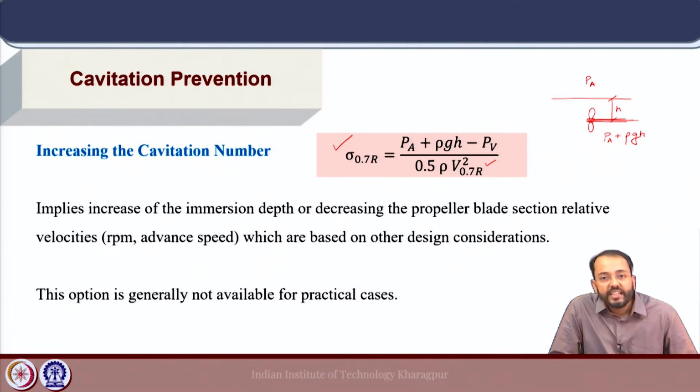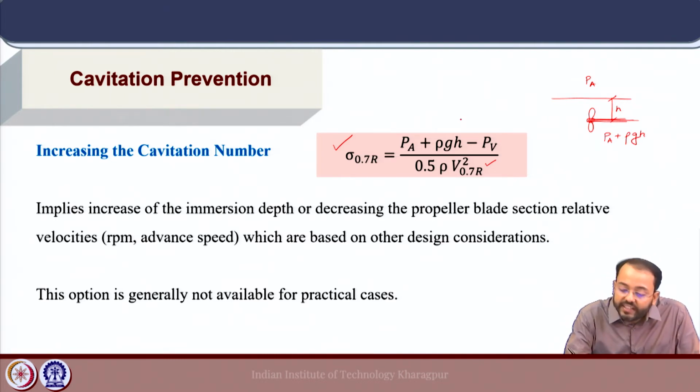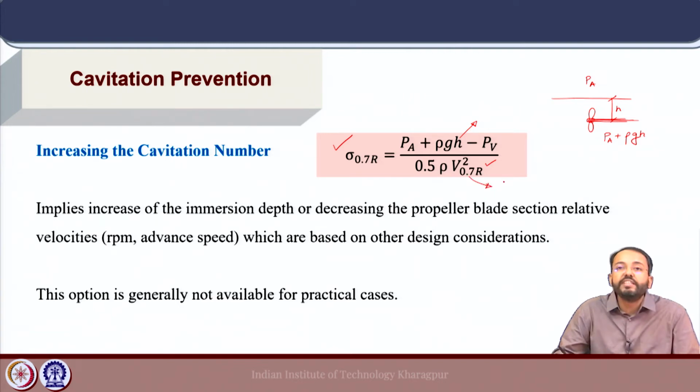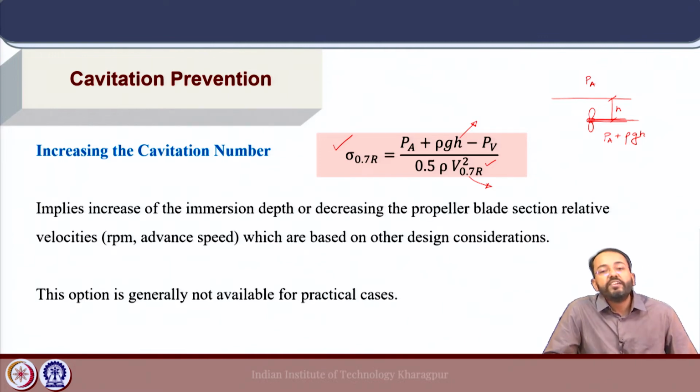Now, the simplest thing that may come to mind is preventing the cavitation by increasing cavitation number, because in the last slide we have seen that the lower the cavitation number, the higher will be the occurrence of cavitation on the propeller blade. So, if we try to increase the cavitation number, what are our options? In the numerator, the only thing that can be changed is the H, and in the denominator the velocity can be changed, right. So, increasing cavitation number implies that either the immersion depth has to be increased or the relative velocity has to be reduced.